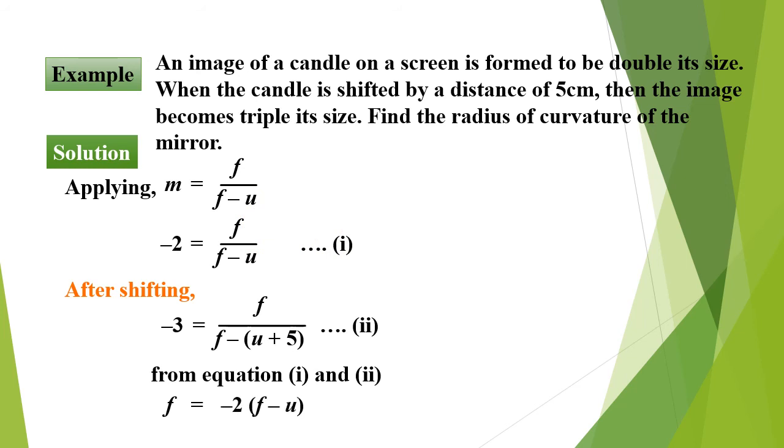From equation 1 and 2, it is clear that f is equal to minus 2 times of f minus u, that is from equation 1. So 3f is equal to 2u. Wherever 2u comes, there we can apply 3f, or wherever 3f comes, there we can apply 2u. So f value will become 2u divided by 3.